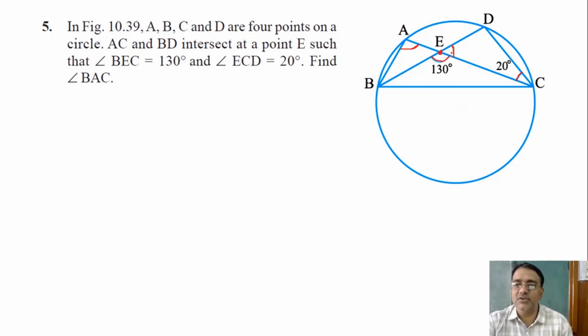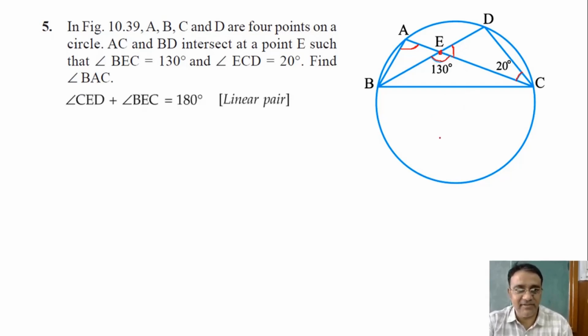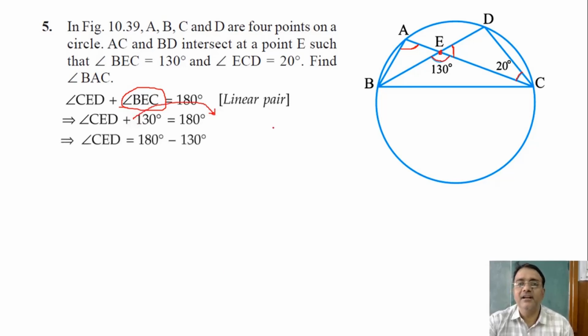Right. The sum of these two angles is 180 degrees, linear pair. We'll start from there, and the value of this angle is given as 130 degrees. So we'll substitute 130, then shift it over, 180 minus 130, and that will be equal to 50 degrees. Right. Now we got 50 degrees, this one. Now I want the value of this angle. 110 degrees.